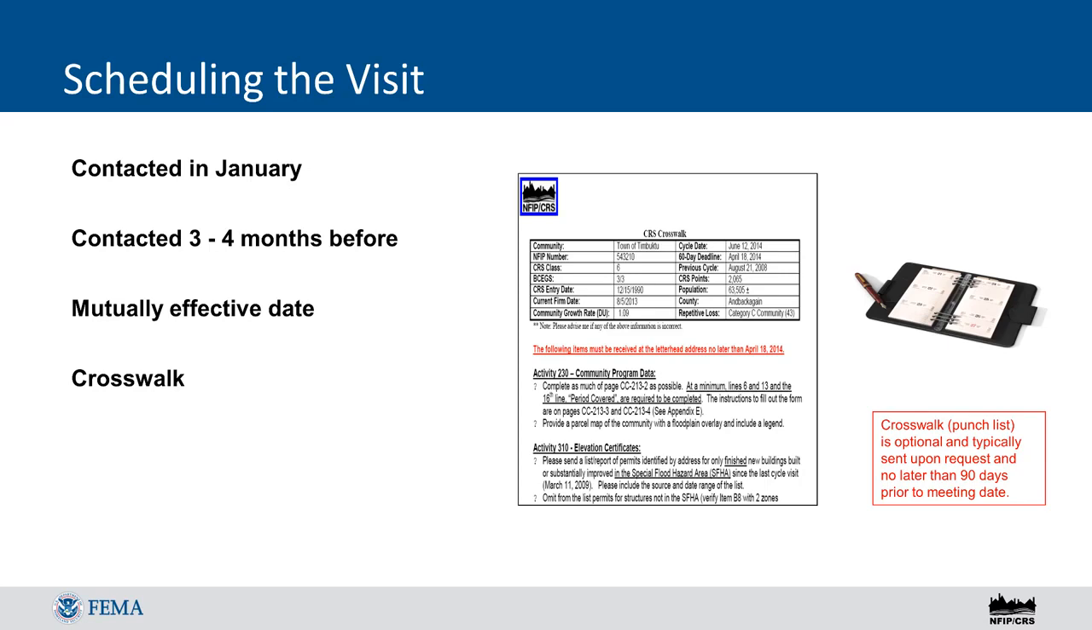At that time, you'll be sent what we call our crosswalk, which is, if you're in the program currently, and this is your cycle verification, you're going to get a list of all the activities that you received credit for previously, and then the documentation requirements for each. So that helps you prepare for your visit. And generally, you'll receive that at least 3 to 4 months or so before the visit.